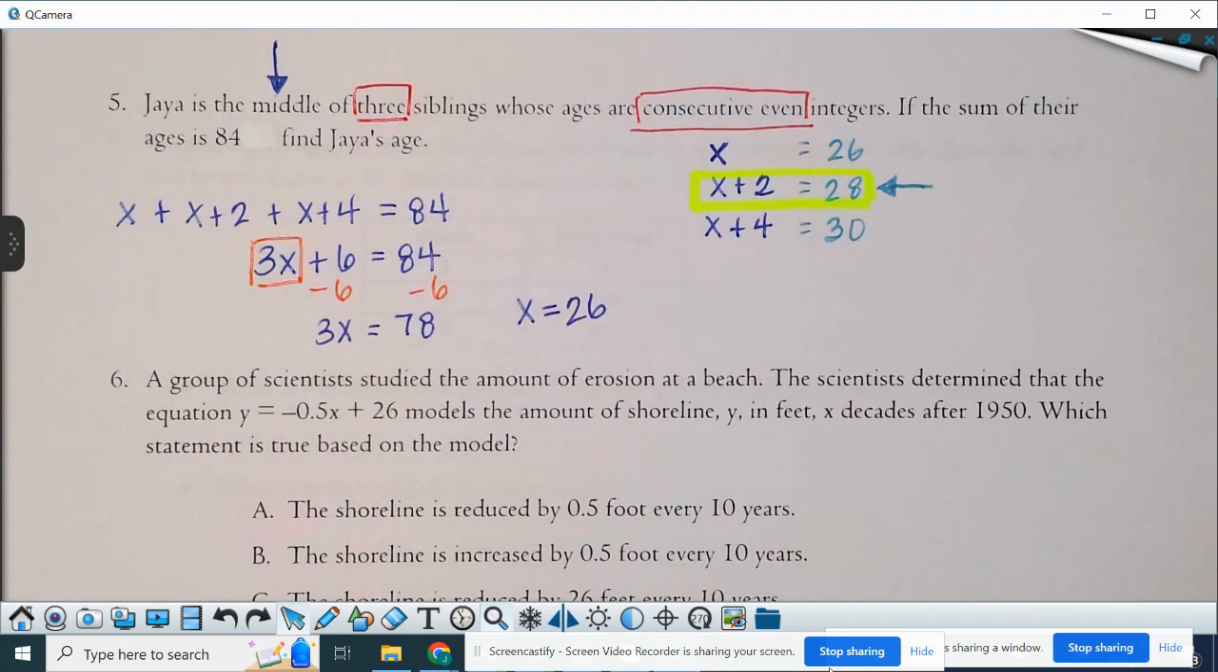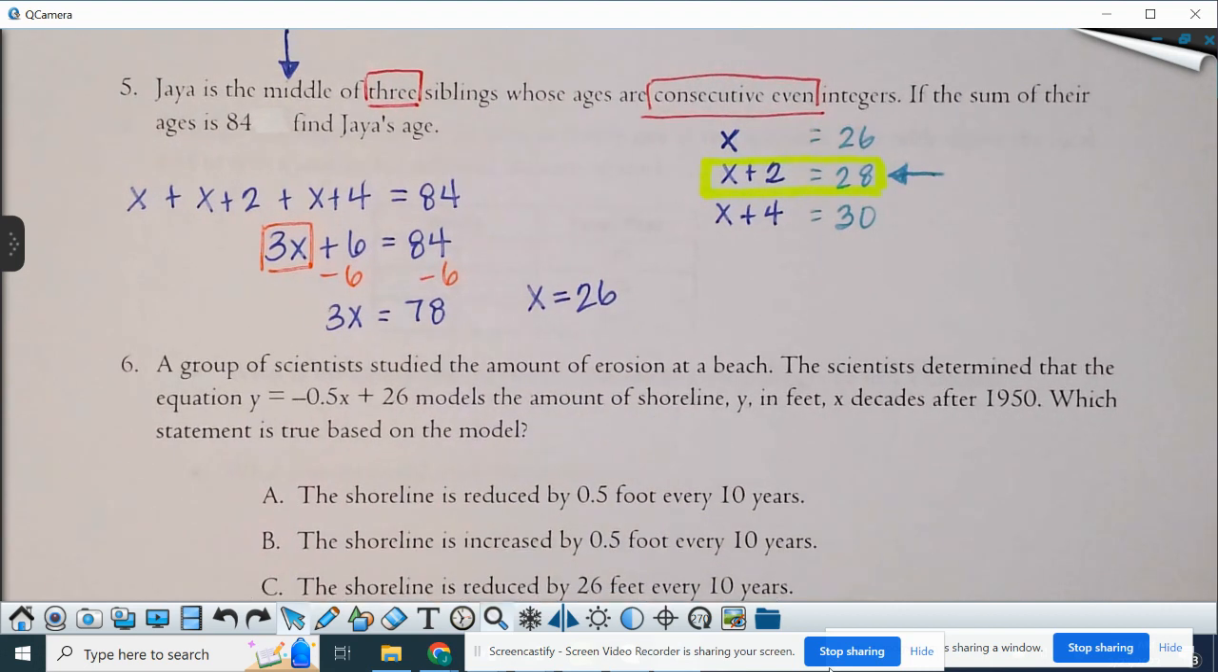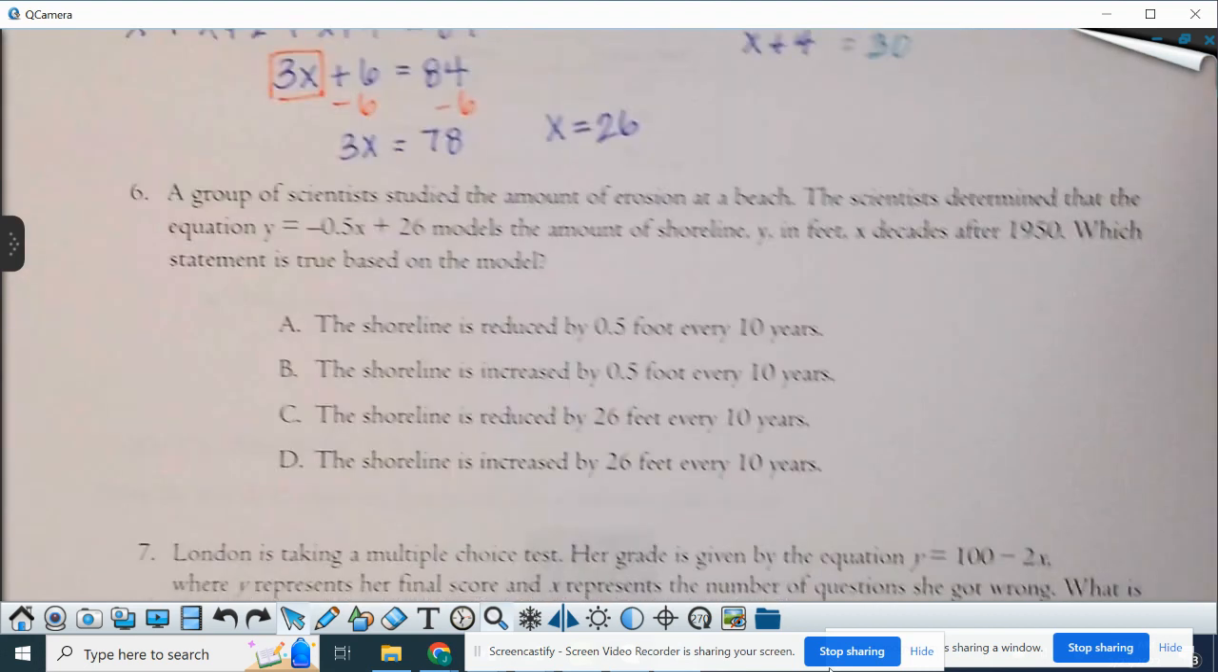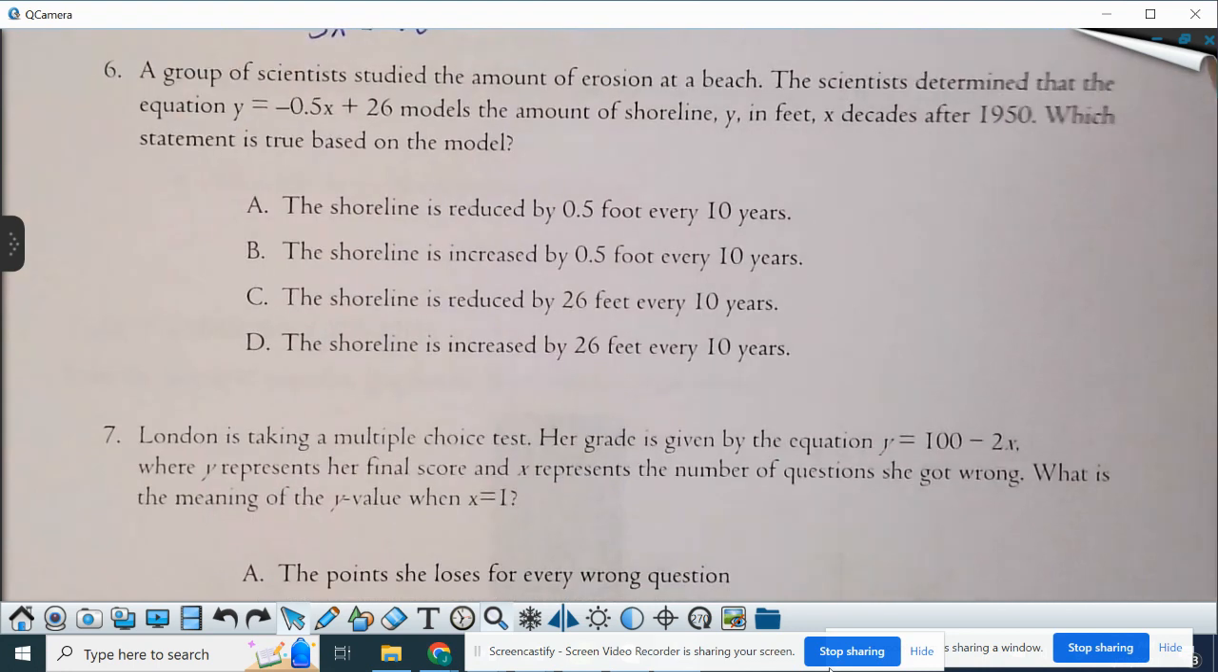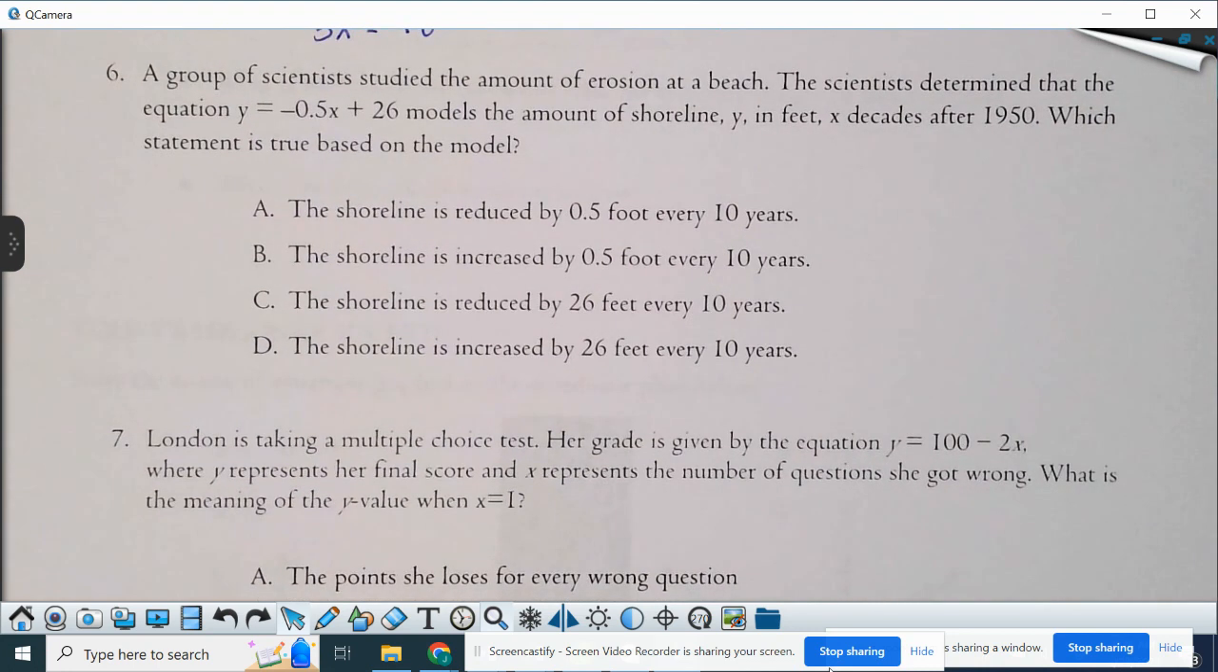Okay? We're going to do number 6, and then I'm going to jump past 7 and 8, because I want to make sure that you understand how easy today's work is, because I know word problems are a drag, and we've been working really hard today.